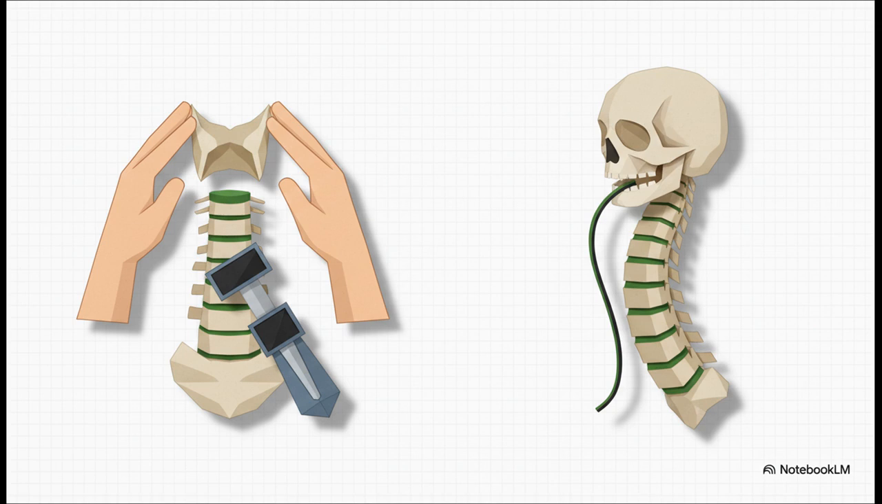Now, for patients with ankylosing spondylitis, the problem is different, but no less severe. Their spine can be fused into a single rigid column, a bamboo spine, making any neck movement impossible and increasing the risk of fracture. In these cases, an awake fiber optic intubation is often the safest and really the only viable option.